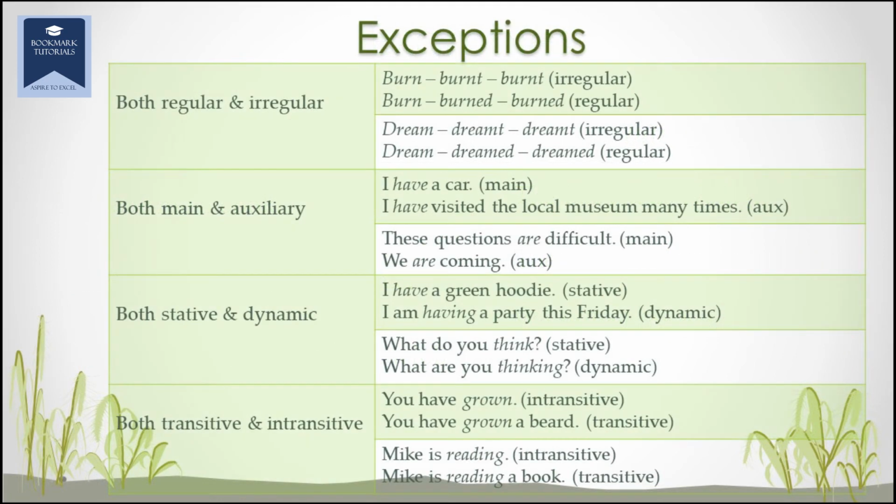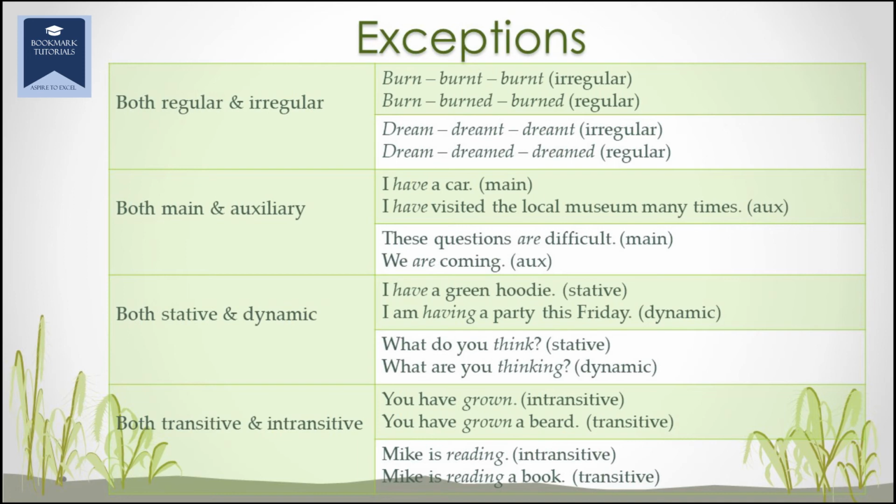We saw what are regular and irregular verbs, main and auxiliary verbs, stative and dynamic verbs, transitive and intransitive verbs. But I also wanted to mention that there can be exceptions, and verbs may not always fall into the pattern that we discussed earlier. Sometimes verbs can be both regular and irregular. I have given some examples here.